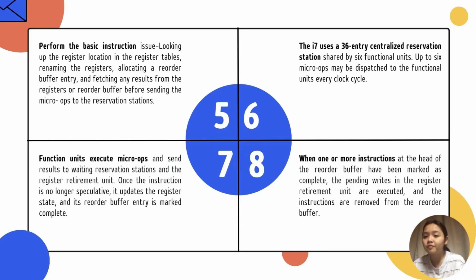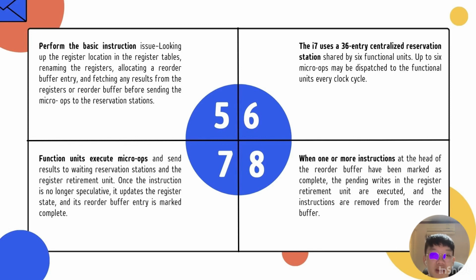For the fifth one, perform the basic instruction issue. It is looking up the register locations in the register tables, renaming the registers, allocating a reorder buffer entry, and then fetching any results from the register and reorder buffers before sending the micro-op to the reservation stations. For the number 6, the i7 uses a 36-entry centralized reservation station. It is shared by 6 functional units. Up to 6 micro-ops may be dispatched to the functional units every clock cycle.